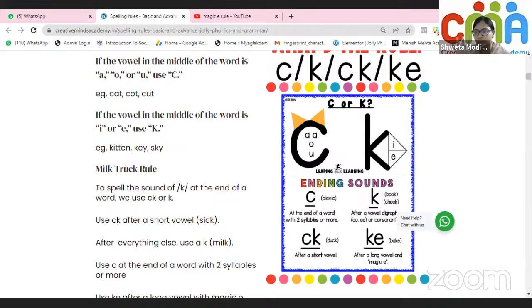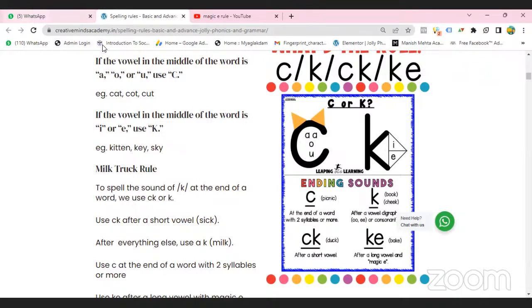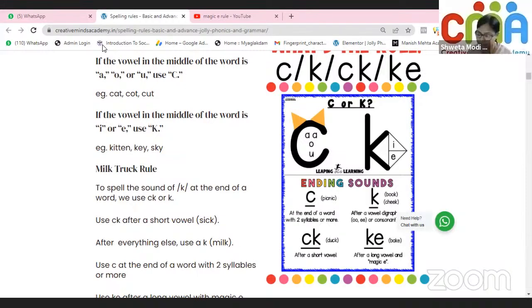Now I want only 5 words having K, only K, at the end. Okay, very good. CK, 5 words I have already got: pack, pick, truck, pack, and clock. Now I want 5 words not having CK but only K.